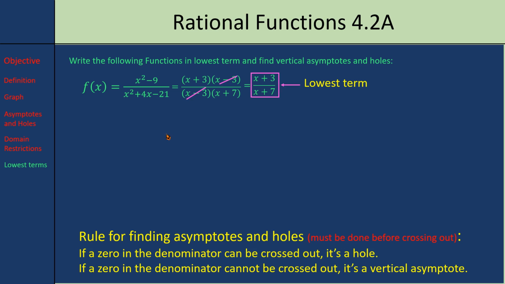And to see which one is the hole and which one is the asymptote, I look at the bottom. x minus 3, x plus 7 is equal to 0. So I get 3 and -7. Now, which one got crossed out? That one would be the hole. So the 3 is the hole, and the vertical asymptote is at -7.